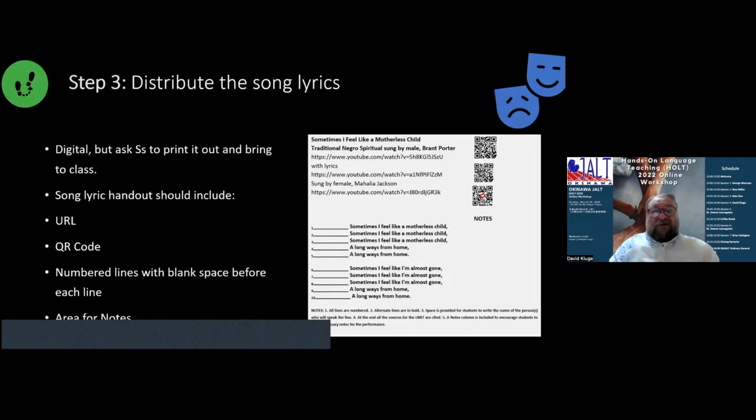And the song lyrics handout should include the following things: the URL, as you can see on this sample here. You can see the URLs. You can see the QR codes. You see the lines are numbered 1, 2, 3 to 10. And there are lines with blank spaces before each line, so students can write whoever's going to be saying that line, and an area here on the side for notes.